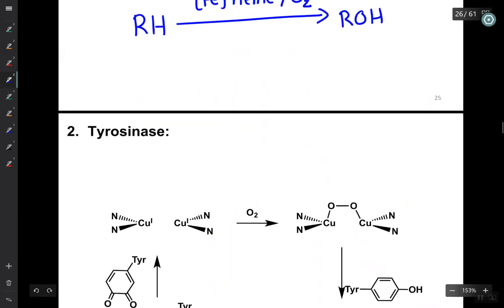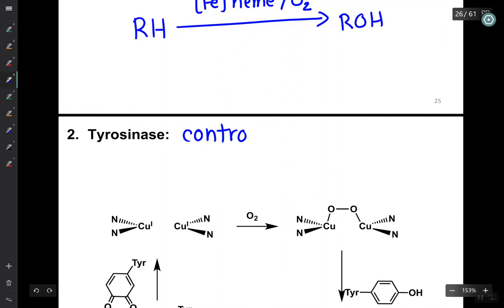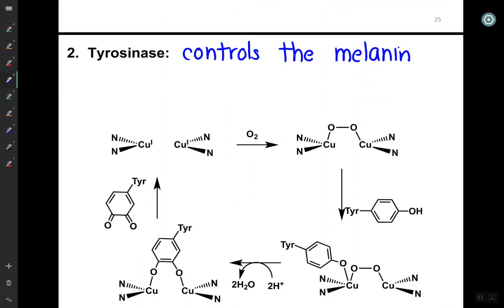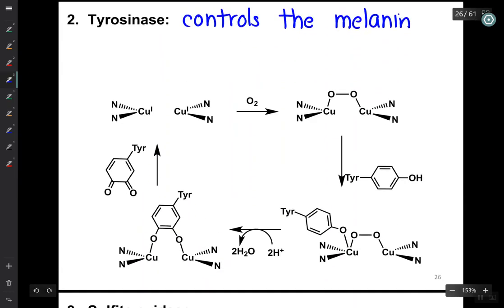Another example is tyrosinase, and this enzyme controls the production of melanin. Melanin is a natural pigment found in our skin and in our hair, and it comes from polymerization of catechol. So this enzyme is only involved in forming the benzoquinone that goes on to make melanin, but it starts with copper 1, it binds O2, but instead of releasing O2 like hemocyanin, it actually further coordinates to the tyrosine molecule because you've got a nucleophilic group here that can bind to copper. And then in this very critical step here, the O2 molecule is broken and one of the oxygen atoms is transferred to this benzene molecule, so we end up with what we call the catechol molecule.